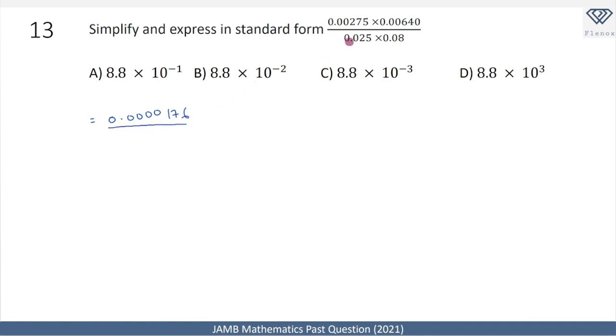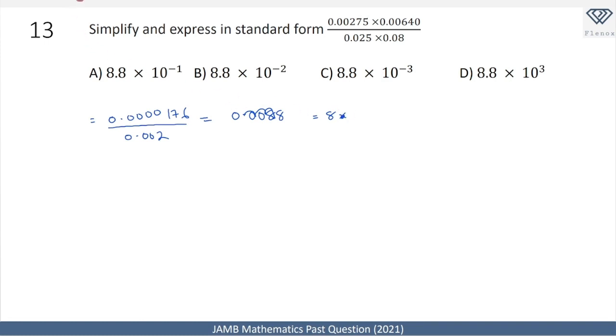We multiply this by this, and what do you get? You get 0.002. Now, when you divide this by this with your calculator, you get 0.0088. So how do you write that in standard form? Remember, this is the same thing as moving our dot right here. So we'll move it here 1, 2, and 3. So we'll bring it over here. So this is going to be what? 8.8.